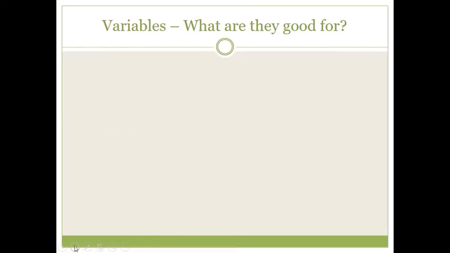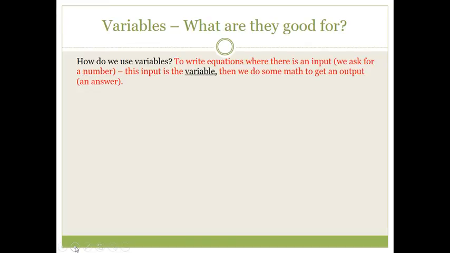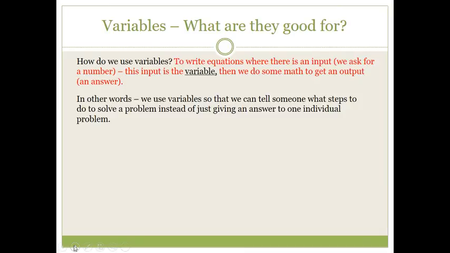So what do we use variables for? What are they good for? Well, we use variables in math to write equations where there's an input. So we ask for a number and the input is called the variable. Then we do some math to it and we get an output or an answer. In other words, we use variables so that we can tell someone what steps to do to solve a problem instead of just giving an answer to one individual problem.